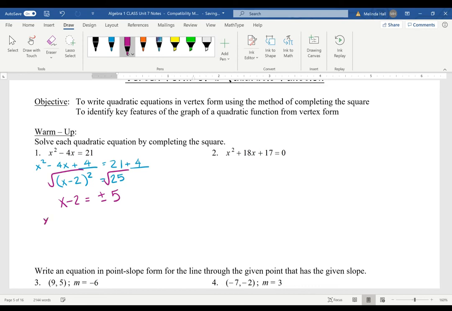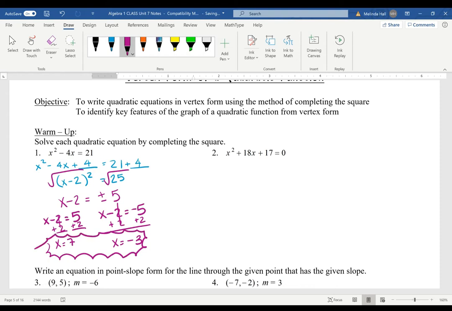And then you are going to just set x minus 2 equal to +5 and -5, and then solve both of those equations. So we would add 2 to the left, and that would give me x equals 7, and then we would add 2 over here, and that would give me x equals -3. Okay?